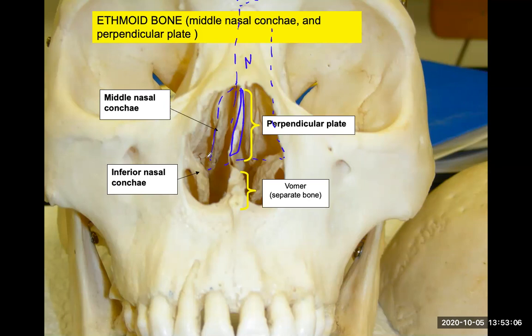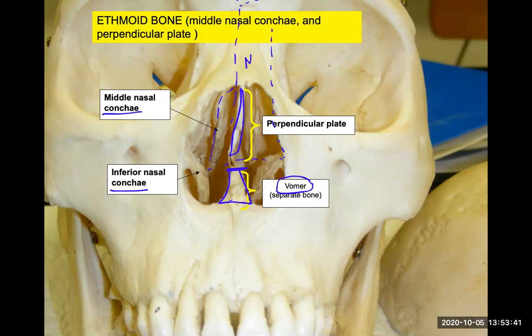You have these protrusions on the side called the middle nasal conchae. And then you have ones on the bottom called the inferior nasal conchae. Sorry, the conchae. These are essential for your respiratory system, which you will learn about next semester. The perpendicular plate ends basically here. This little tiny bone you see right here, which is connected to the maxilla as well, is called the vomer.